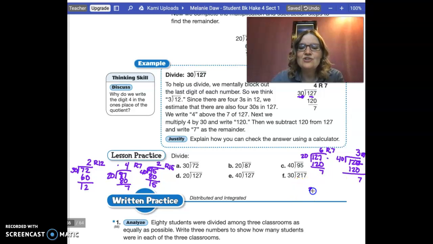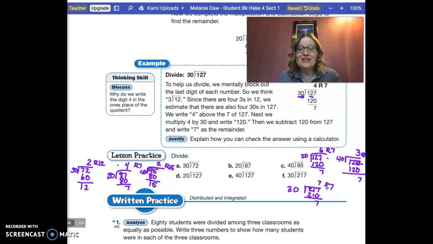And finally, 217 divided by 30. Because I know that 30 times 7 is 210, that gives me a good start on what I need to do. 210, and once more, look at this, remainder 7, remainder 7, remainder 7.